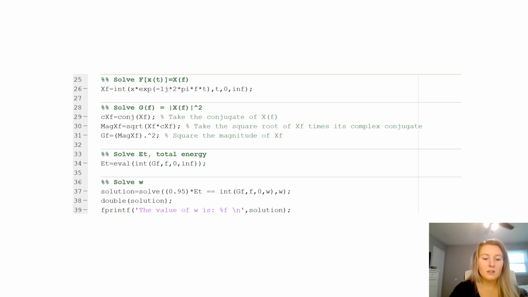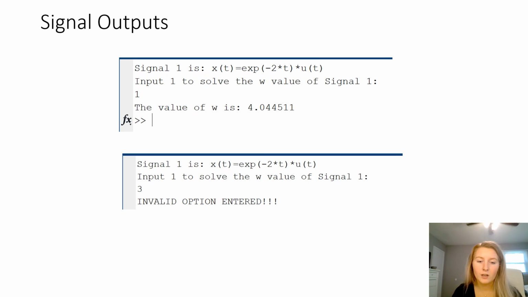Line 38 creates a double that assigns the type of variable we have into the form of a double, and then I have a print statement where it says the value of w is %f, and then calling the solution to be placed into that. These are my signal outputs, so I asked output signal 1, and so my w value is 4.04, and then I put 3 in, and just for robustness, it says invalid option entered.